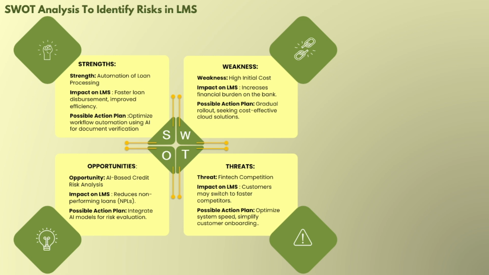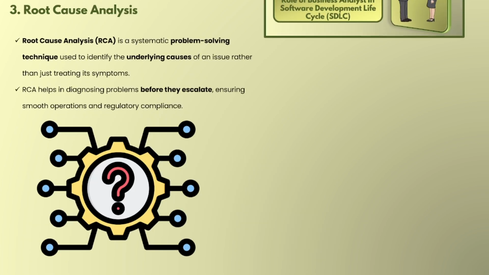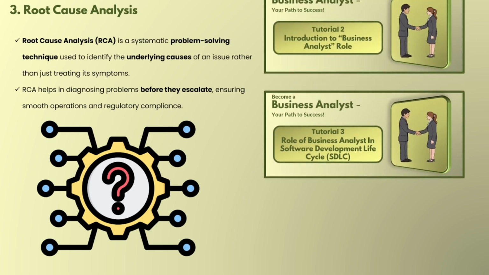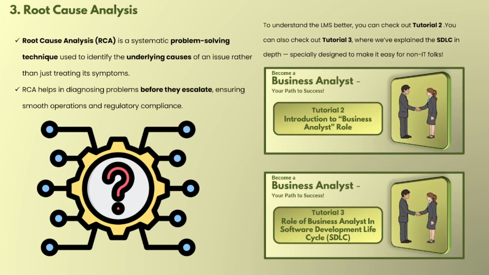Now let's move to another technique of risk and dependency, and this time it is root cause analysis. This is one of the most important techniques while we are working on risk identification. Root cause analysis is a systematic problem solving technique used to identify the underlying cause of an issue rather than just treating its symptoms. What is written here is that instead of just fixing what's on the surface, RCA, root cause analysis, helps us dig deeper to find out what's really causing the problem.